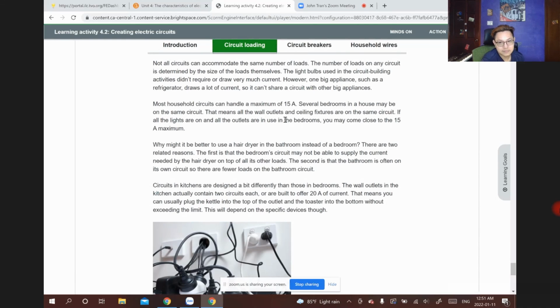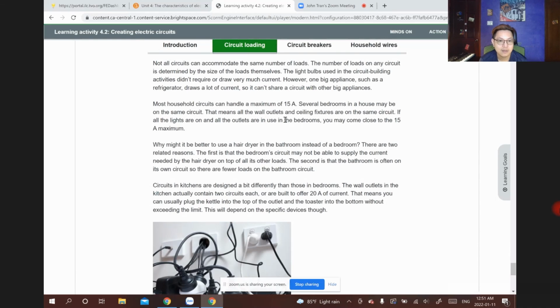Well, when you use it in the bathroom, that's where you most likely take a shower and you can just use it faster. Okay, because of convenience, yes, but we're talking about electricity now. So why is it better to use a hairdryer in a bathroom instead of a bedroom?